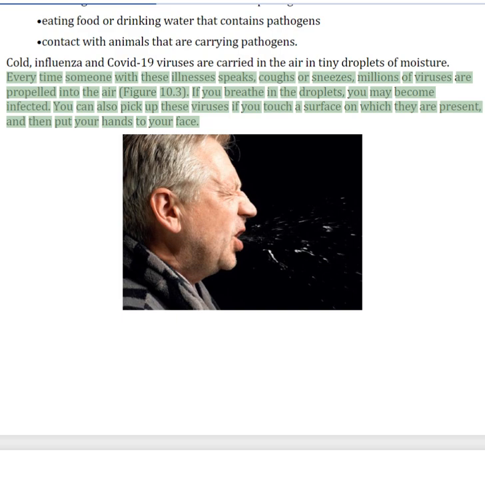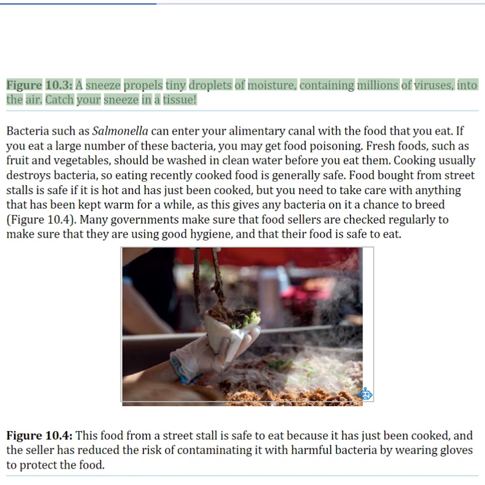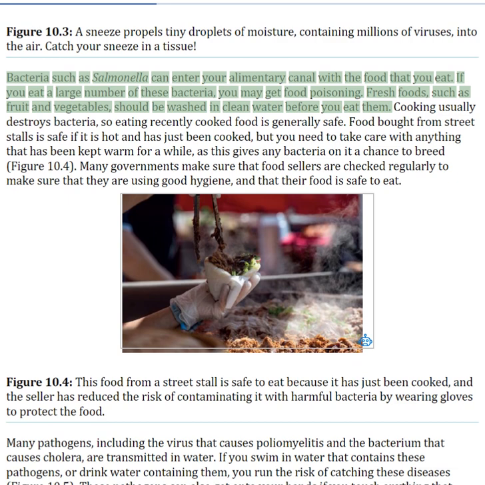You can also pick up these viruses if you touch a surface on which they are present, and then put your hands to your face. Figure 10.3. A sneeze propels tiny droplets of moisture, containing millions of viruses, into the air. Catch your sneeze in a tissue. Bacteria such as Salmonella can enter your alimentary canal with the food that you eat. If you eat a large number of these bacteria, you may get food poisoning.